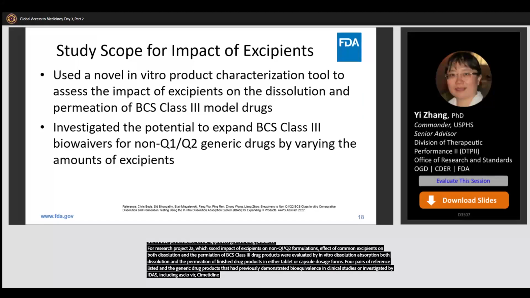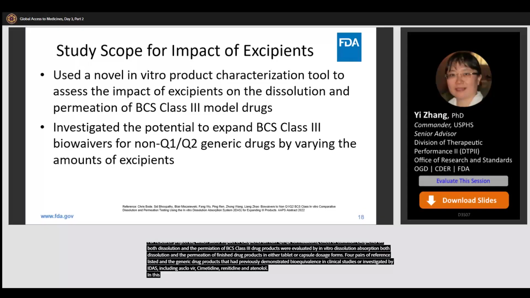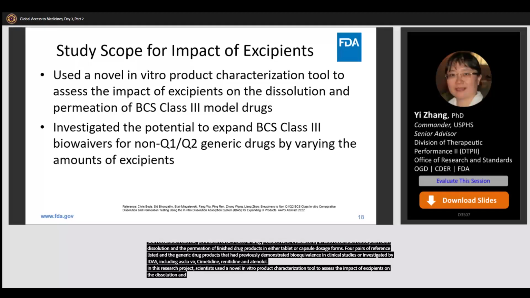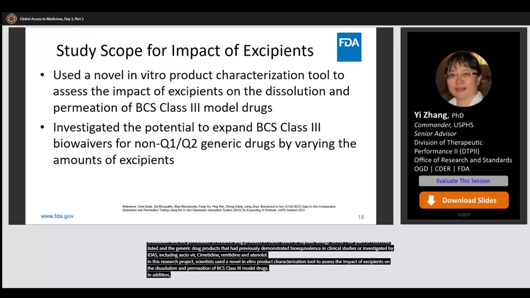In this research project, scientists use a novel in vitro product characterization tool to assess the impact of excipients on the dissolution and the permeation of BCS Class 3 model drugs. In addition, they investigated the potential to expand BCS Class 3 biowaivers for non-Q1-Q2 generic drugs by changing the amount of excipients.